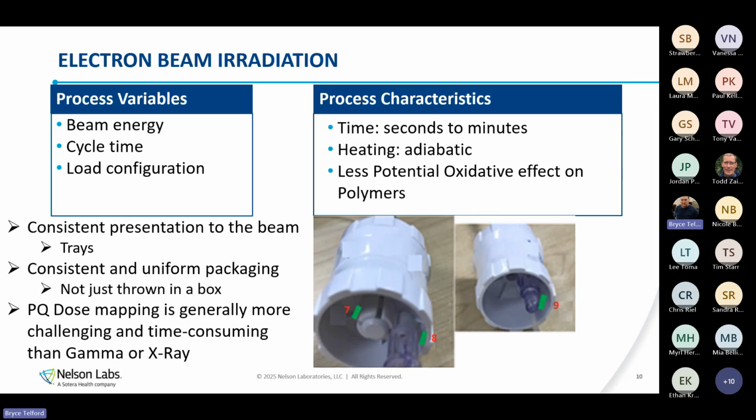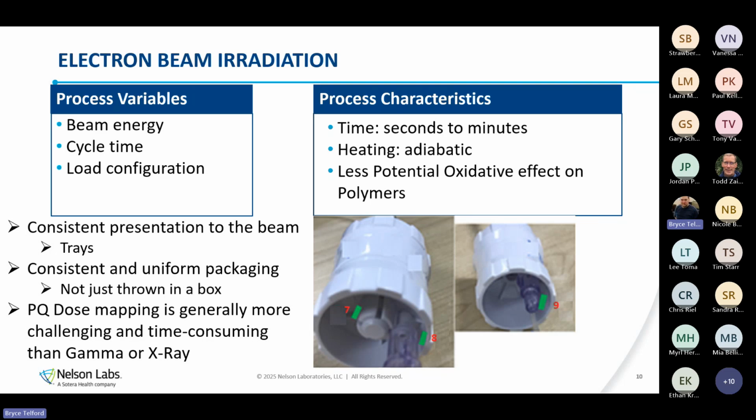So processing characteristics, electron beam tends to be seconds to minutes. So generally speaking, it's only going to be exposed to that beam for a very short period of time. But that does have some consideration that goes with it because heating is adiabatic. So again, all sterilization is putting energy into the system. So for gamma, we're doing that over the course of hours. So the amount of energy we're putting in is allowed to dissipate right back to the environment. With electron beam, we're shooting all of that energy in a very short period of time. And that energy really doesn't have time to then release back to the environment.